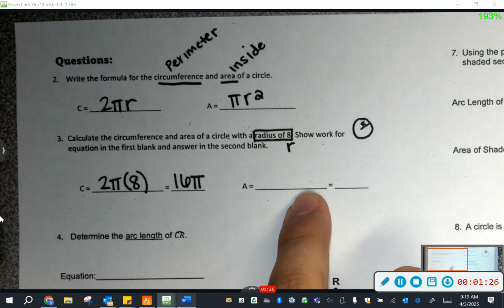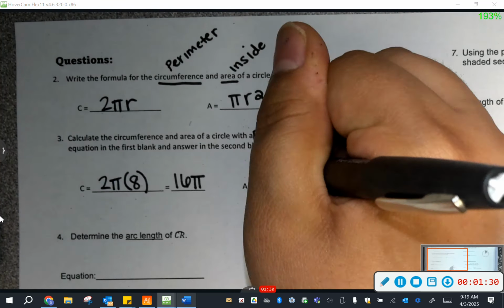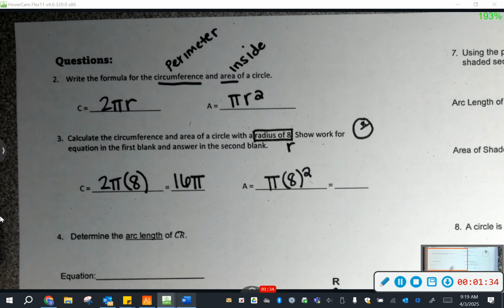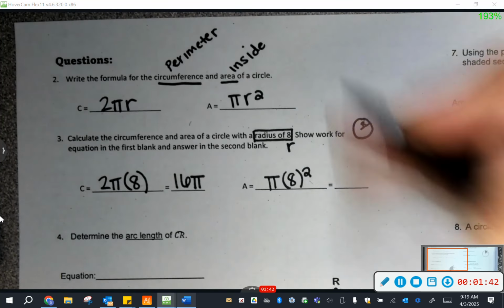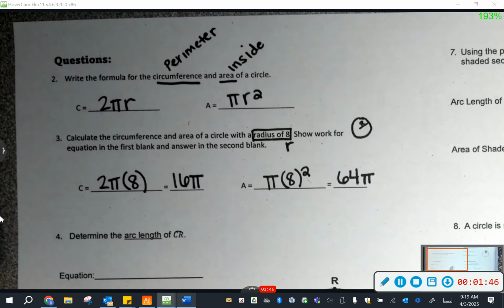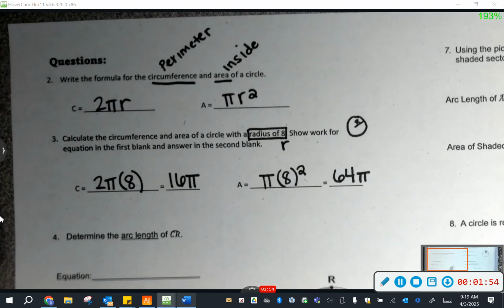How would I find the area? Pi r squared, but instead of r, we're going to do 8 squared. Does anybody know what 8 squared is? 32? Not 32. That's 8 times 4. What's 8 squared? 8 times 8? 64. So this is 64 pi. And that tells me, if I were to shade inside a circle, how much I'm shading. Do you agree y'all learned that before?